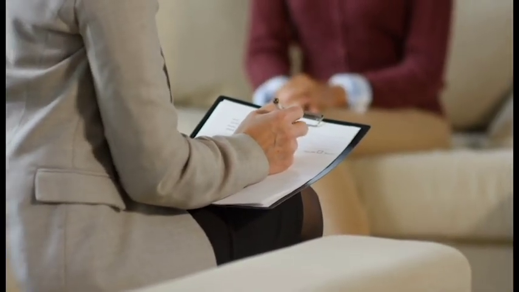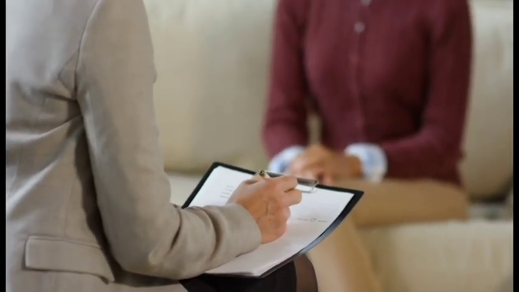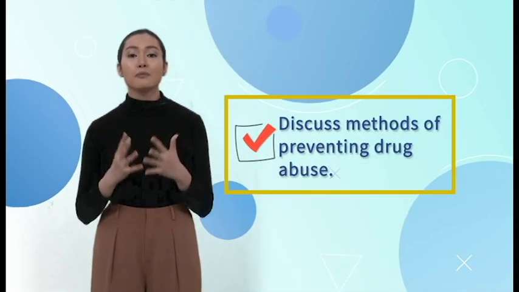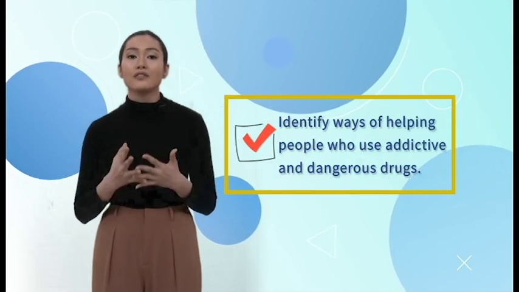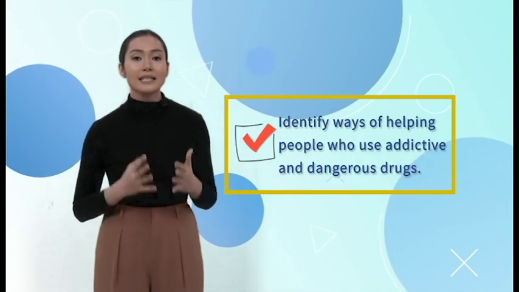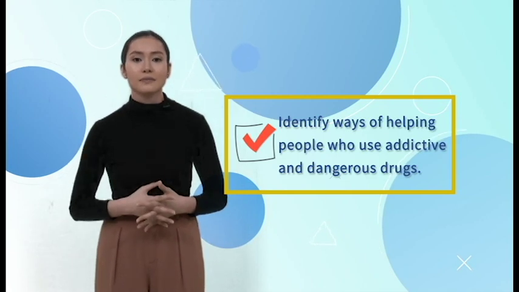What are the possible treatments for drug users and addicts? These are what we are going to study in this lesson, the final lesson to the two-part module on addictive and dangerous drugs. In this lesson, we will discuss methods of preventing drug abuse and identify ways of helping people who use addictive and dangerous drugs.